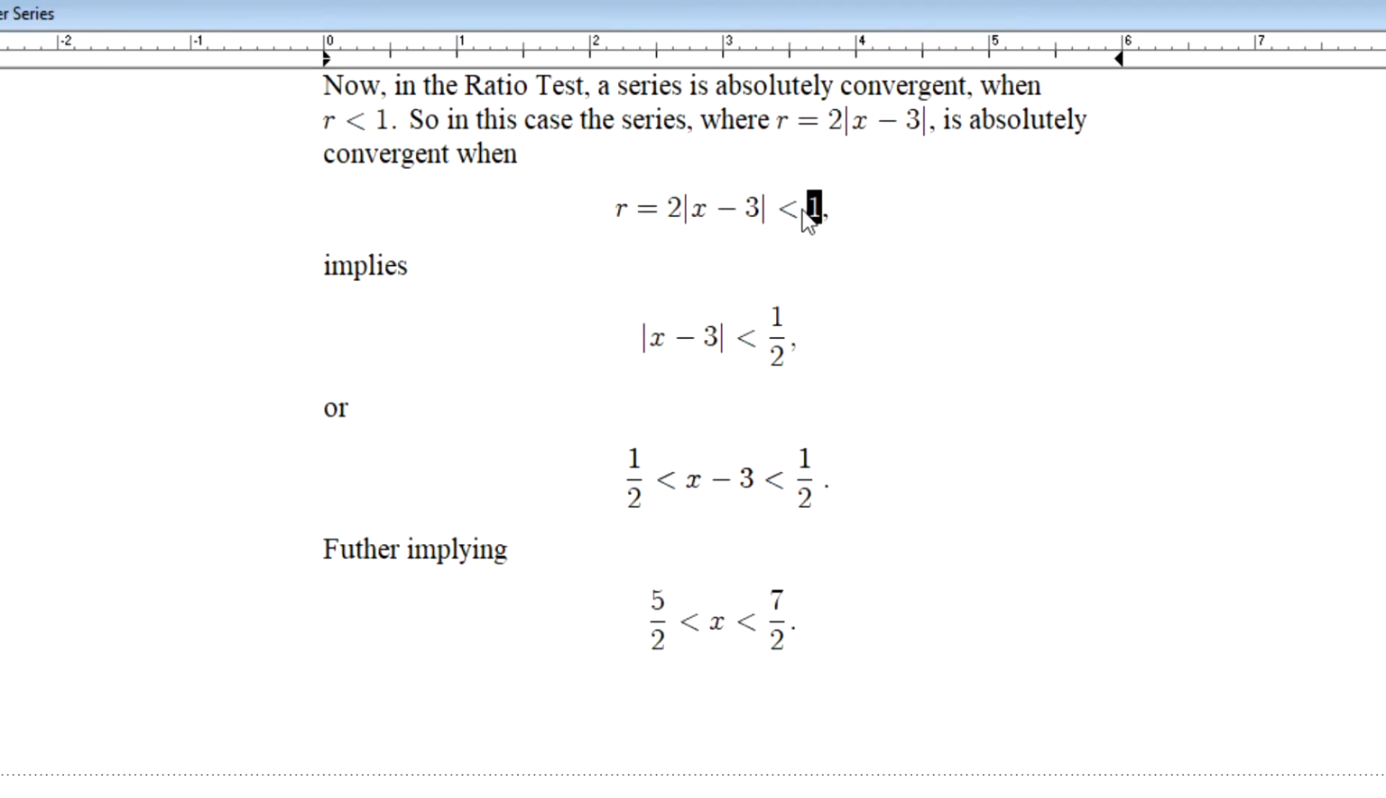And if you think back to the ratio test, it was inconclusive in its results when that value of r was equal to 1. So these boundaries of 5/2 and 7/2 actually cause an inconclusive result in the ratio test. So what we need to do with these two results that cause this inconclusive result found on the boundaries of this interval, we need to test those individually in our power series.